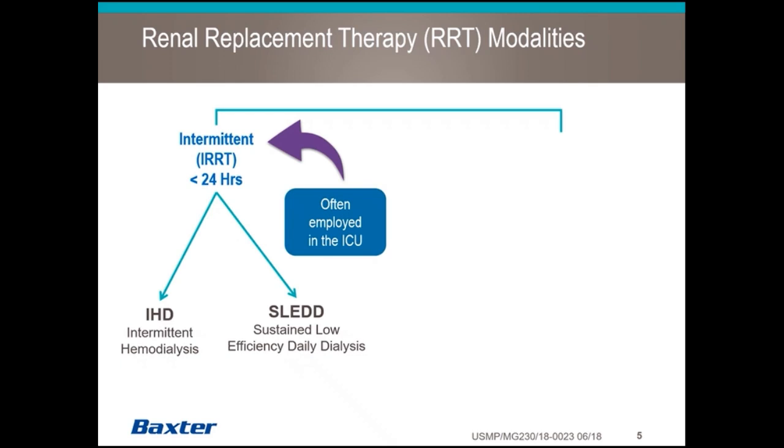It's often employed in the ICU for patients who are more hemodynamically stable. IHD pulls off a lot of fluid and clears solutes in a very short amount of time, making it highly efficient. But the disadvantage to IHD is because of its quick fluid removal and solute removal, it's not appropriate for hemodynamically unstable patients. In many cases, they are too unstable to tolerate the fluid and electrolyte shifts that occur with intermittent hemodialysis. So in an ICU situation, IHD is often not an appropriate choice for these hemodynamically unstable patients.